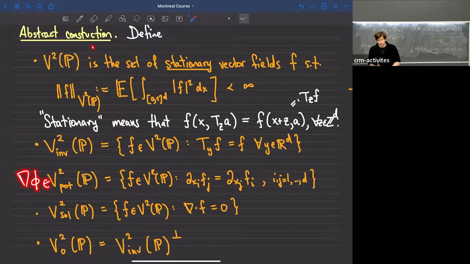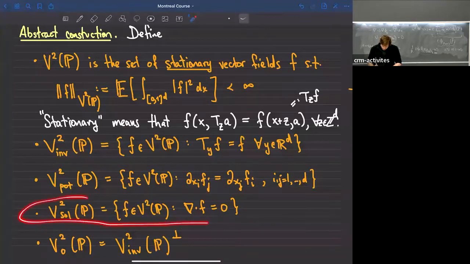You could write phi of x minus phi of y. That would be fine, because you can figure out what phi of x minus phi of y is by just integrating the gradient. That's well defined. So you can look at differences of two points, but not the thing itself.